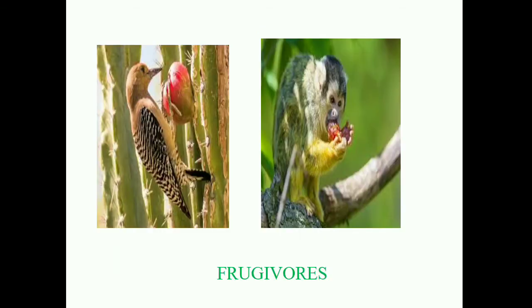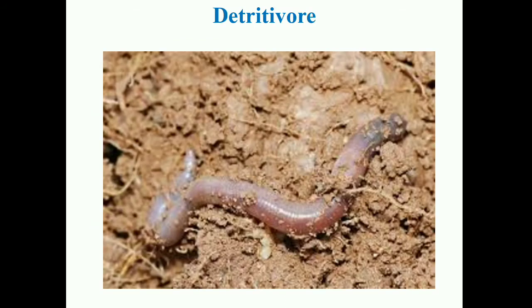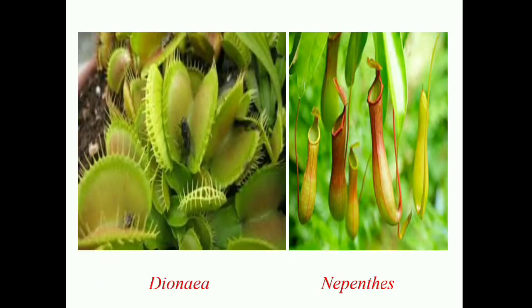If holozoics consume fruits, animals which consume fruit, we call them frugivores, fruit eaters. Birds and monkeys are very common examples. If holozoics are dependent upon dead and decaying matter, if they consume detritus, dead or decaying matter present in the soil, we are calling them detritivores. Example, earthworm.